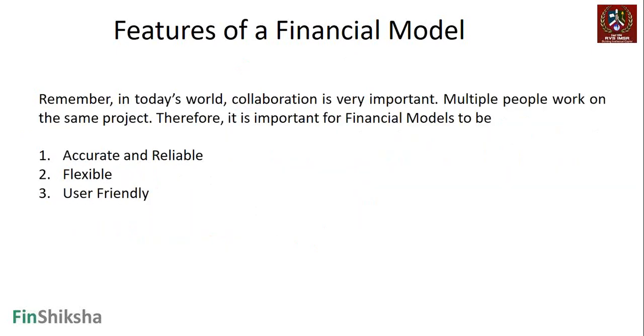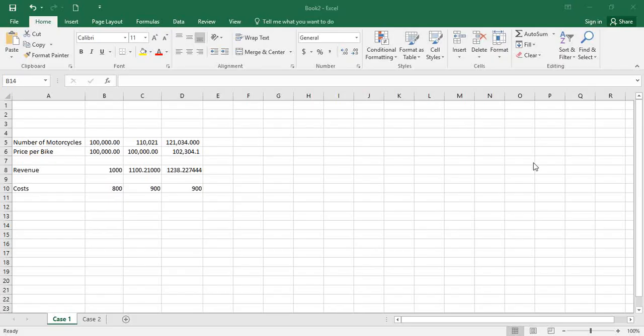Also remember that in today's world, collaboration is very important, which means multiple people across multiple teams might be working on the same project. Therefore, it is important for financial models to be accurate and reliable, flexible, and user friendly, right? What do we understand by these terms? Let's look at a few preliminary examples to understand what we mean by these terms.